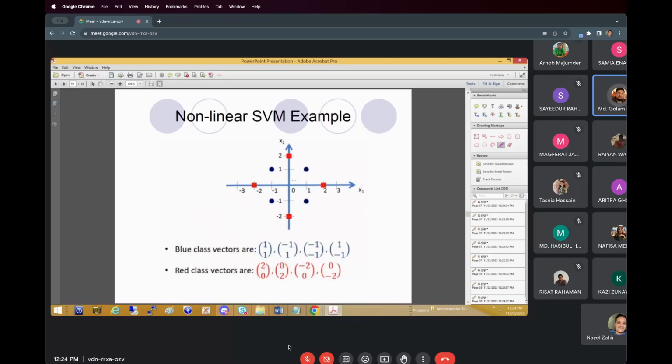Consider that these are the data points. In this case we have the blue class vectors, which we can say are negative vectors, and red class vectors, which are called the positive vectors. So these are the vectors, these are the points. This one is (1, 1), so here is the (1, 1). Similarly, this one is (2, 0), so here is the (2, 0). This is how we can plot all those vectors. Now we need to find a kernel trick or kernel function.